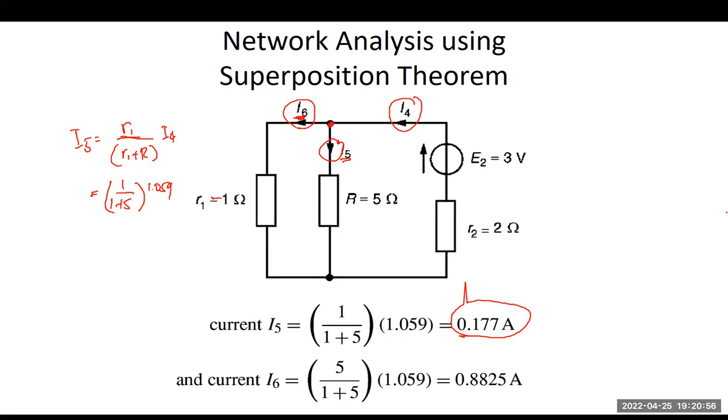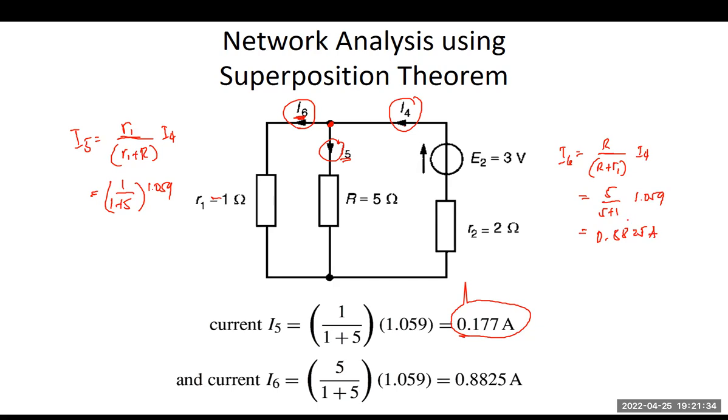Then we could now also determine I6, again by using the current divider formula. I6 would be equal to R over R plus R sub 1, multiplied by I4. So that is 5 over 5 plus 1, multiplied by I4 of 1.059, and it will give us 0.8825 amperes.